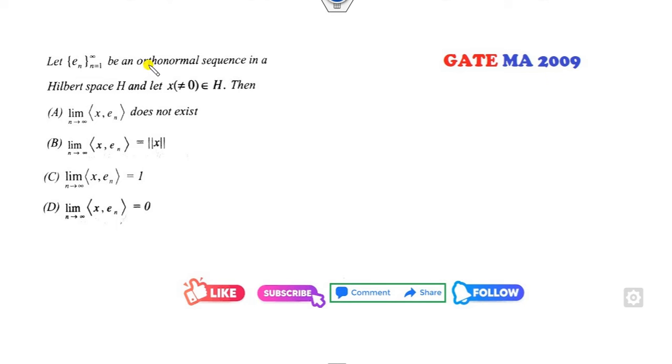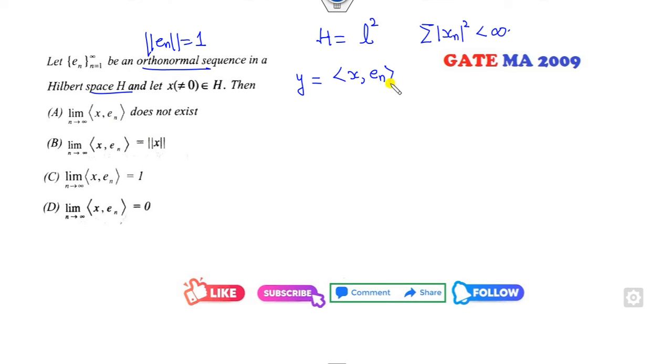Okay, look at this other one. It's orthonormal, so it means the norm of E is 1. Consider the Hilbert space. We all know I can consider the L2 as my Hilbert space for easier calculation, so it's a small l2. So what is the meaning of that? The norm of this should be finite. Now, if I consider this as x comma en, I can write it here. Fine. Now since x belongs to H, and H is L2, it means this value is finite, where n varies from 1 to infinity.